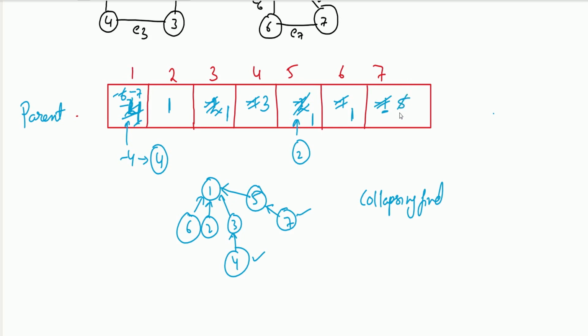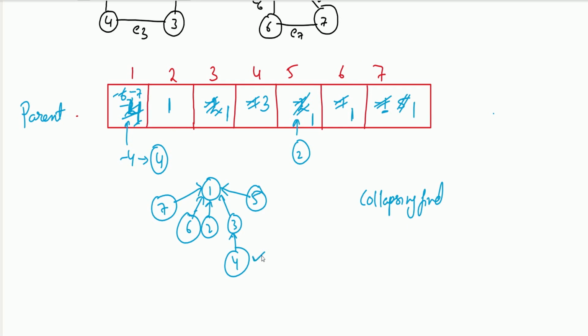So what we do, we just change this 5 to 1. So here what will happen? We know that 1 is the representative element of 7. So we just do this. So while doing find, we can do this. So first time it may take more steps, but next time it will take less step.